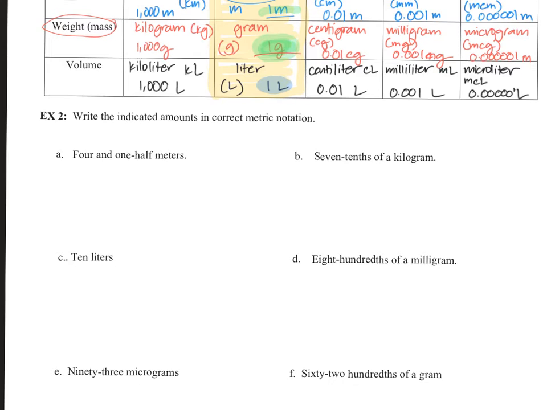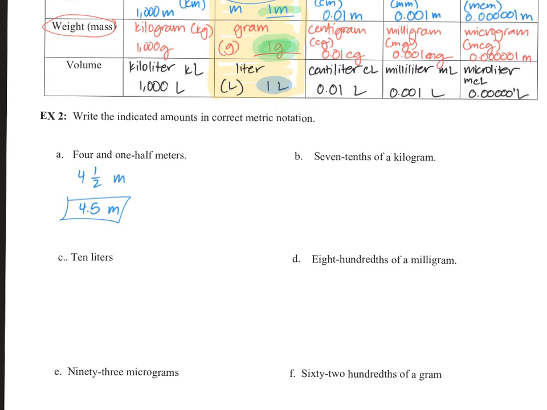So we're going to write the indicated amounts in the correct metric notation. Okay? Write the indicated amounts in the correct metric notation. 4 1/2 meters. So remember, we need to use decimals. But first, I'll go ahead and write that. That's 4 1/2 meters. But we cannot have that fraction, so we're going to go ahead and do 4.5 meters. And there we are. We're done.